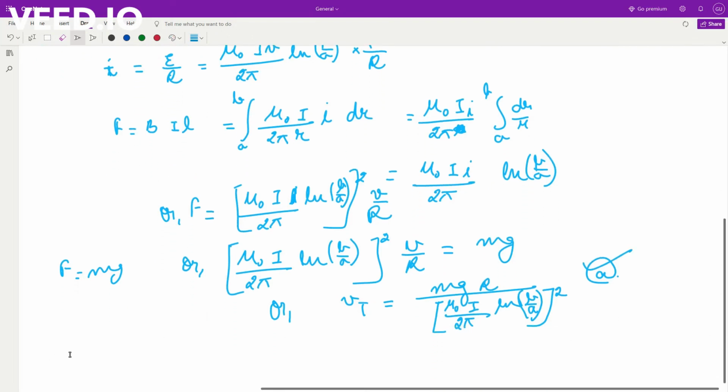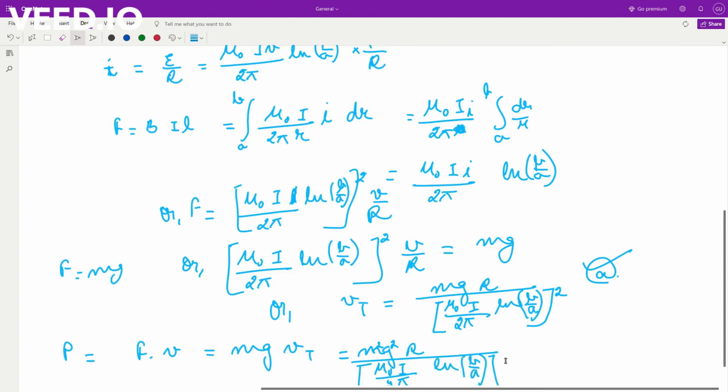Next we have to calculate the power developed in the resistor after the terminal velocity is attained. We know that power is equal to force into velocity. Here force is mg and velocity is V terminal, because after the terminal velocity is attained it will just remain at terminal velocity. So power is mg into V terminal, and V terminal we have calculated here. Just putting the value, we will get power is equal to m square g square R by mu naught I by 2 pi ln B by A whole square.